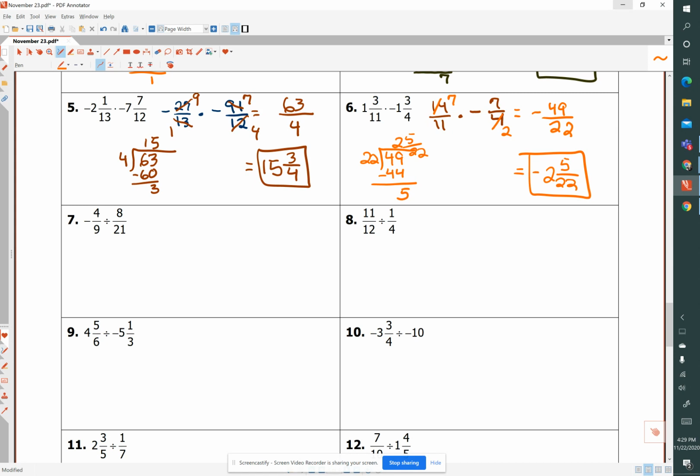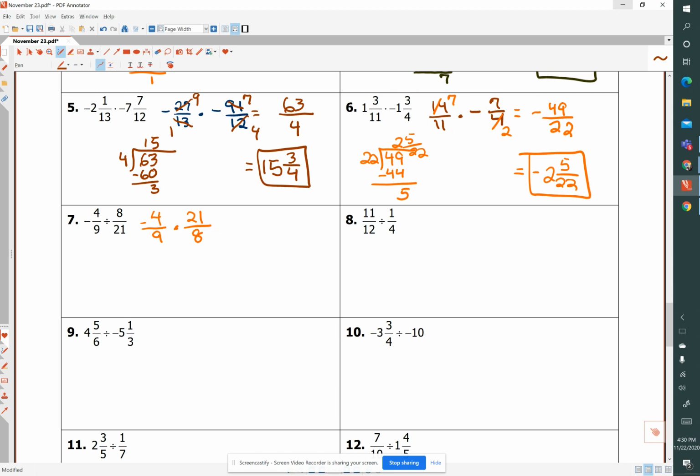All right, now we're switching to division. So number 7, we don't have improper fractions and we cannot simplify. So what we're going to do is multiply straight across. Except we have to do our keep, change the division to multiplication, and then multiply by the reciprocal. And when we do that, we may be able to cross simplify. So let's just write our -4/9 times 21 over 8.